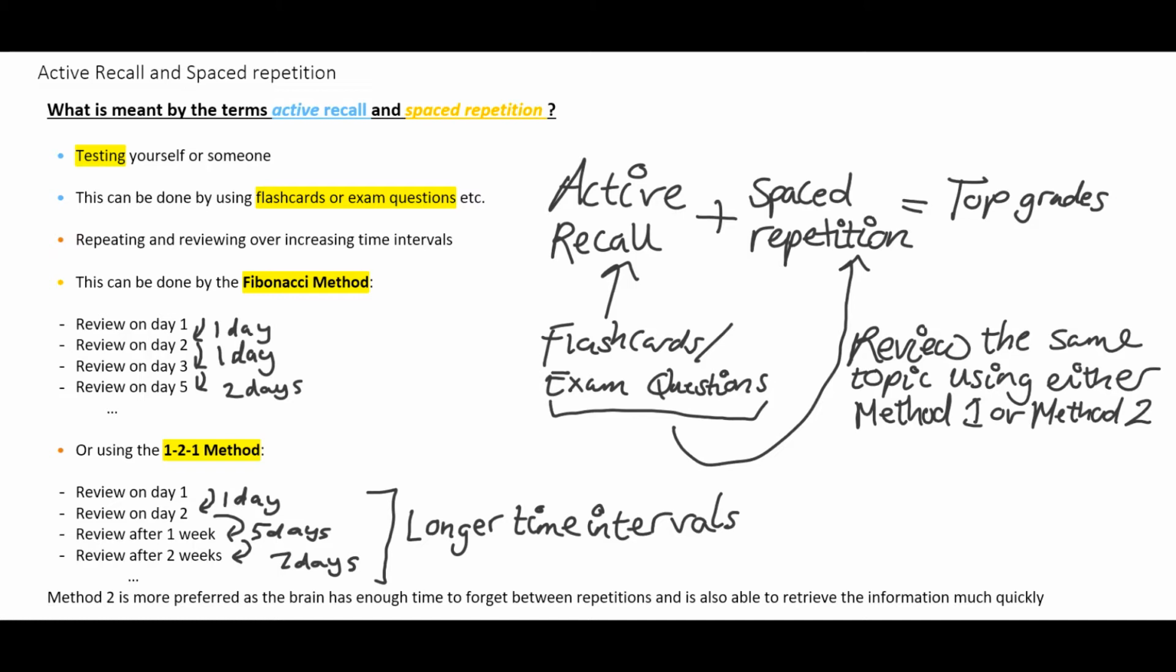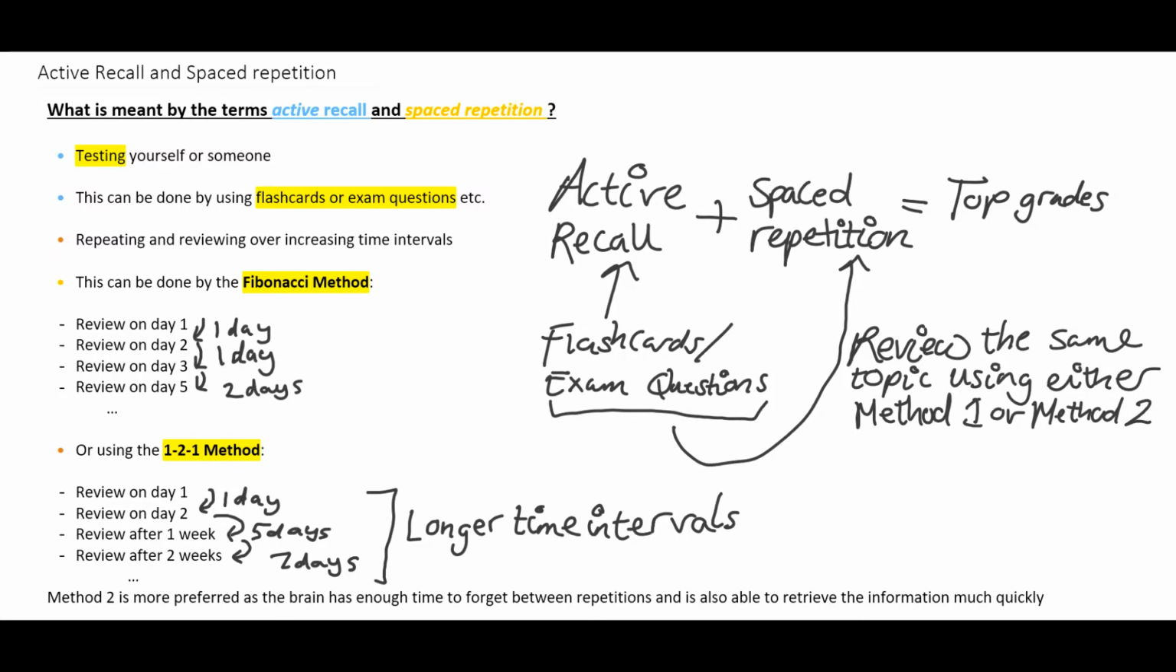Okay, so the next is spaced repetition, and spaced repetition is just repeating and reviewing the same information over increasing time intervals. So to help you to understand this, I've got two methods here. You've got the Fibonacci method and you've got the one-to-one method. So let's start with the Fibonacci method.